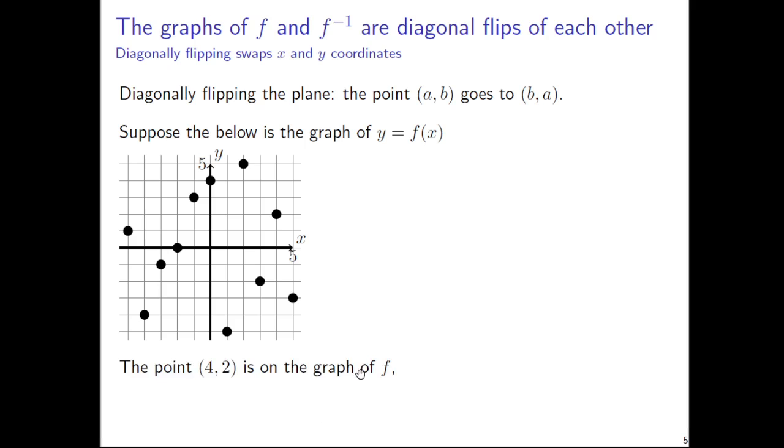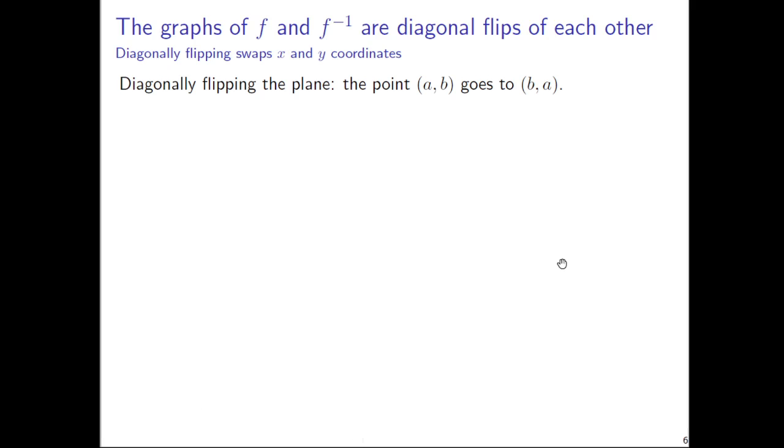So the point is, there's a point (4, 2) here, which is on the graph of f. Just to review, that means f(4) = 2: f of x coordinate equals y coordinate. But then once you diagonally flip, swapping x and y, the point (2, 4) is on the graph of f inverse, and therefore f inverse of 2 is equal to 4.